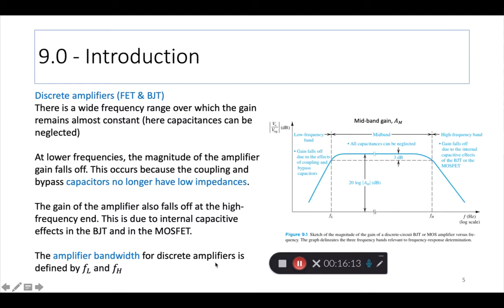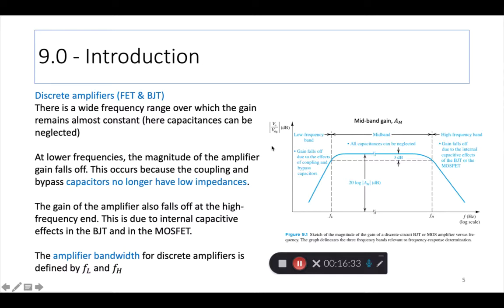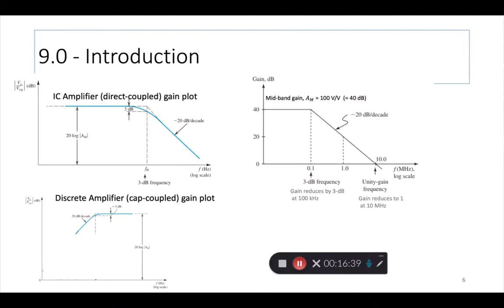The amplifier bandwidth for discrete amplifiers is defined by FL and FH. Okay. Now why do I say only discrete amplifiers? We'll talk about it in the next slide. Okay. So here we have some graphs where we show this looks slightly different from this, right? So this kind of graph is for discrete amplifiers, while for IC amplifiers, the big difference is a lot of the amplifier connectivity between stages in an IC is direct coupled. That means we try to avoid having capacitors because capacitors are difficult to make on an IC.